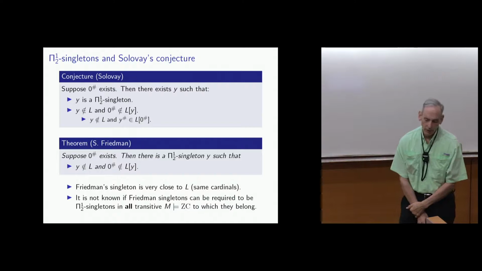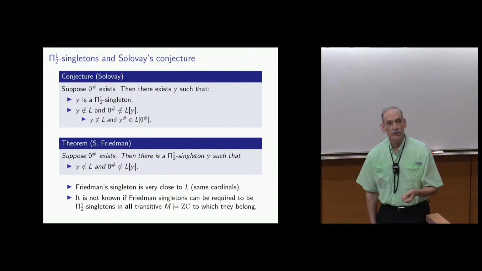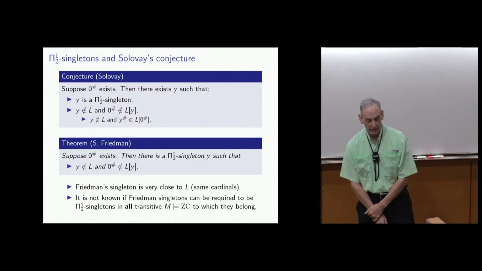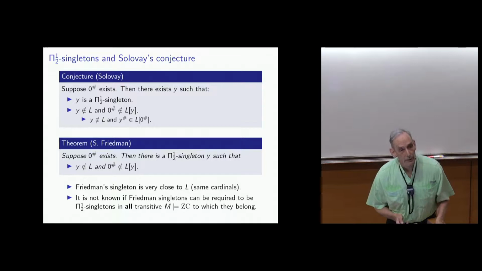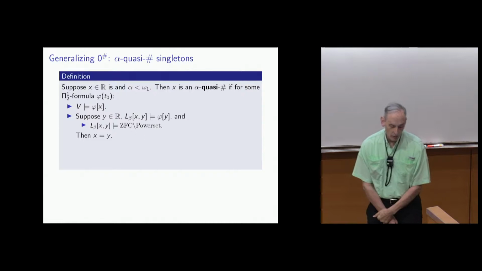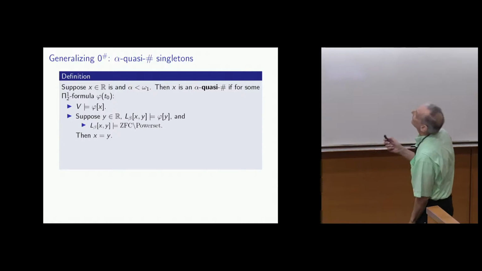recover? I mean, now you can look at variations of Solovay's conjecture where you require that the singleton be far from L. Maybe if you require that the singleton be very close to zero sharp in some sense, or have a zero sharp-like property, there can't be any singletons between L and zero sharp. So that leads to a notion of a quasi-sharp. So this is the definition. Suppose X is a real, so we're looking at a special class of pi 1-2 singletons.